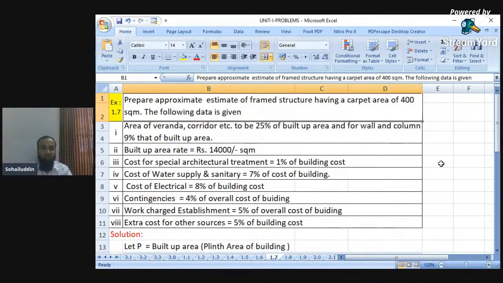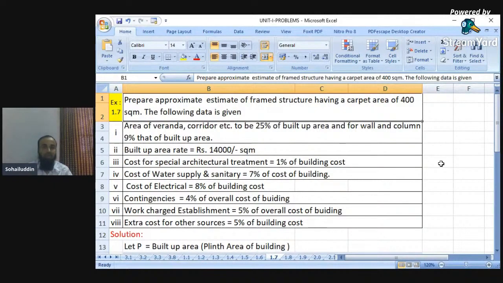So in this the total area will be divided in two concepts. The total plinth area will be divided: 25% will be taken by the veranda, corridor etc., whereas of the total 100%, 9% will be taken by the walls and columns. From the total plinth area, these two will be bifurcated. 25% will be taken by veranda and corridor, and 9% will be taken by wall and column from the built-up area.